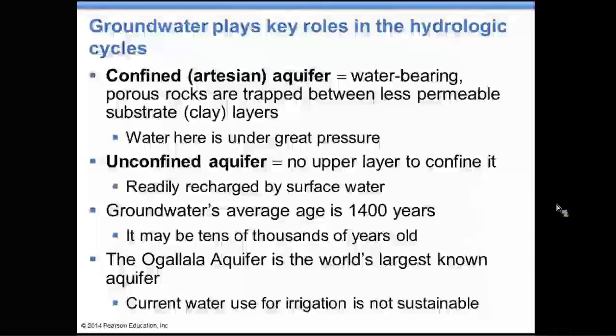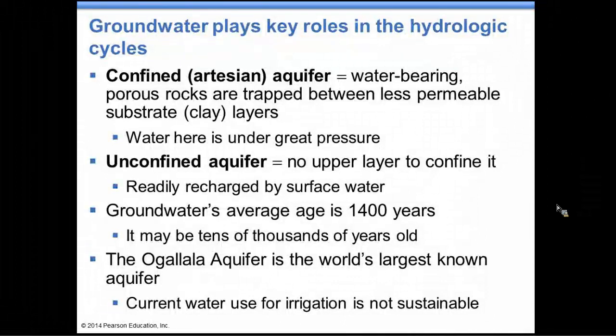So when a porous, water-bearing layer of rock, sand, or gravel is trapped between upper and lower levels of less permeable substrate, often clay, we have a confined aquifer or artesian aquifer. In such a situation, the water is under great pressure. In contrast, an unconfined aquifer has no impermeable layer to confine it, so its water is under less pressure and can be readily recharged by surface water.